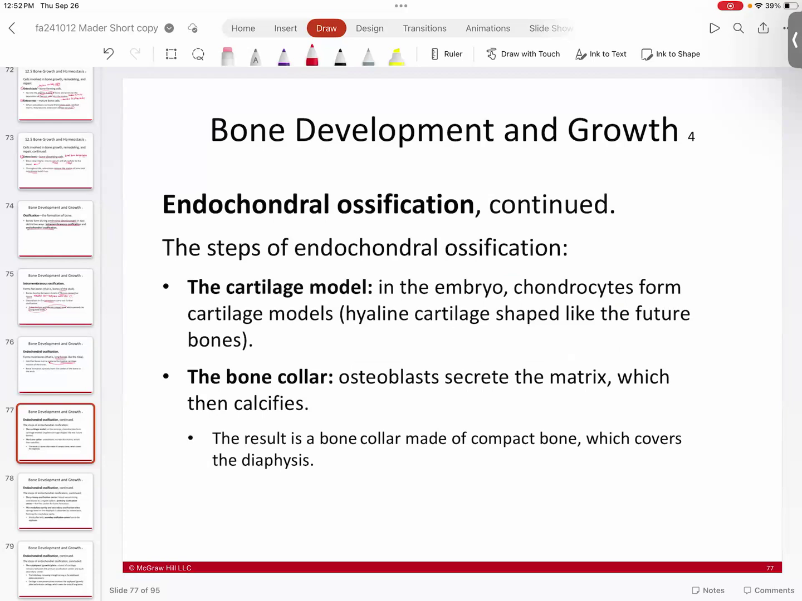So the idea is, in the embryo, we start off with chondrocytes creating a cartilaginous skeleton made out of hyaline cartilage. It's essentially a mock prototype of your future skeleton. So before your femur becomes your femur, it's a little cartilaginous prototype when you are a fetus. Then osteoblasts start to secrete bony matrix on the outside, which calcifies, creating a bony collar. This bony collar, which is compact bone, covers the diaphysis.